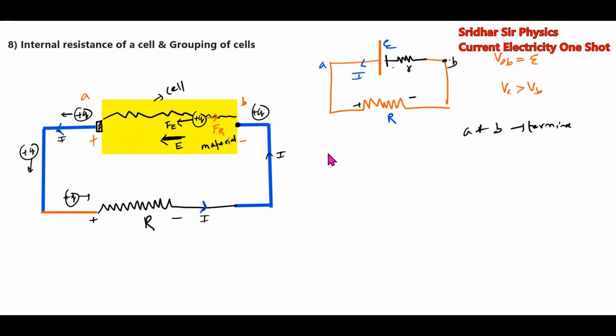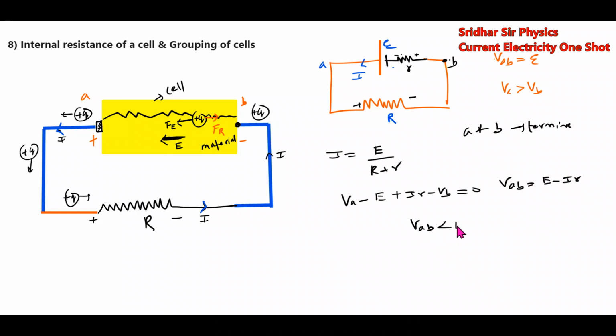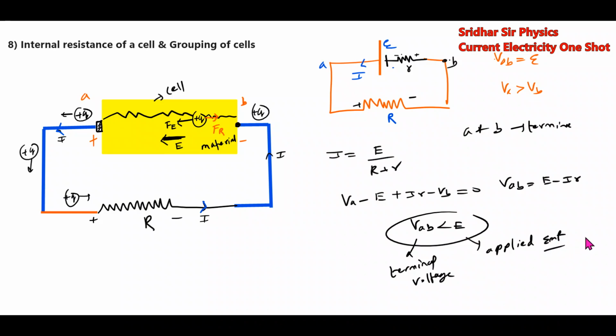Now, what is the expression for I? I is equal to E by R plus r. Terminal voltage we will calculate. VA minus E plus Ir minus VB equal to 0. So VAB is equal to E minus Ir. So the terminal voltage will be less than the applied EMF. This is a formula. So of all the power generated, a part will be dissipated across this resistor, and the remaining will be across the cell itself.